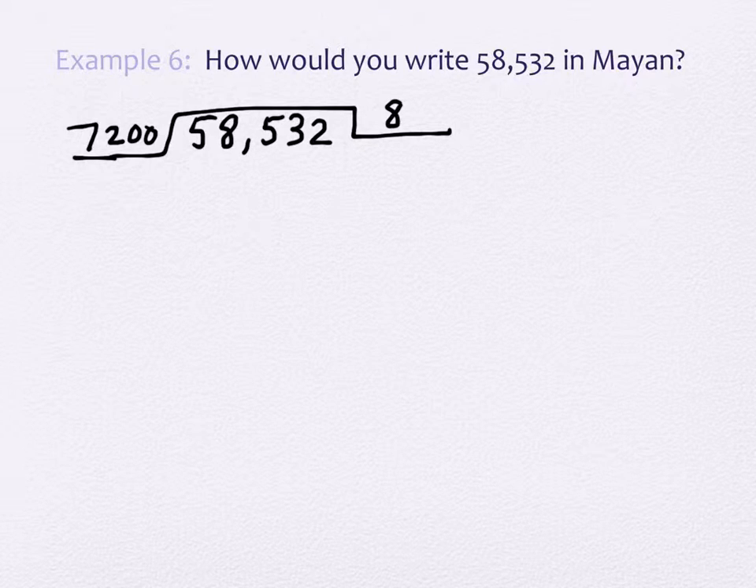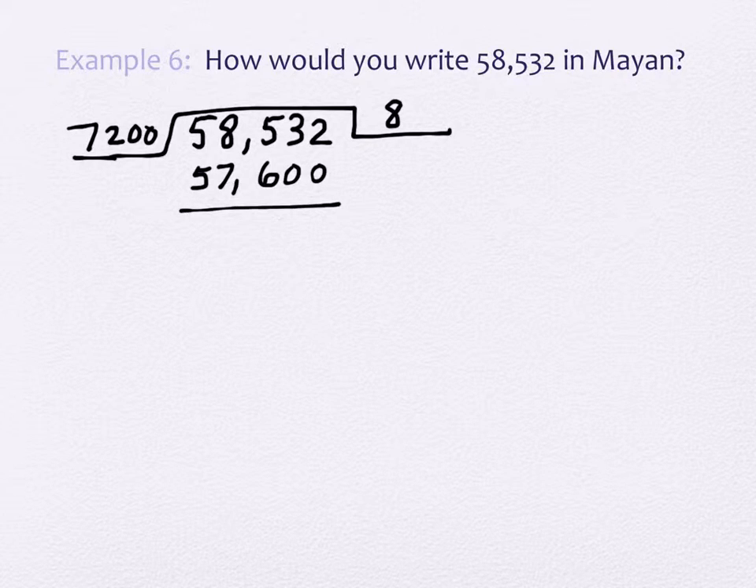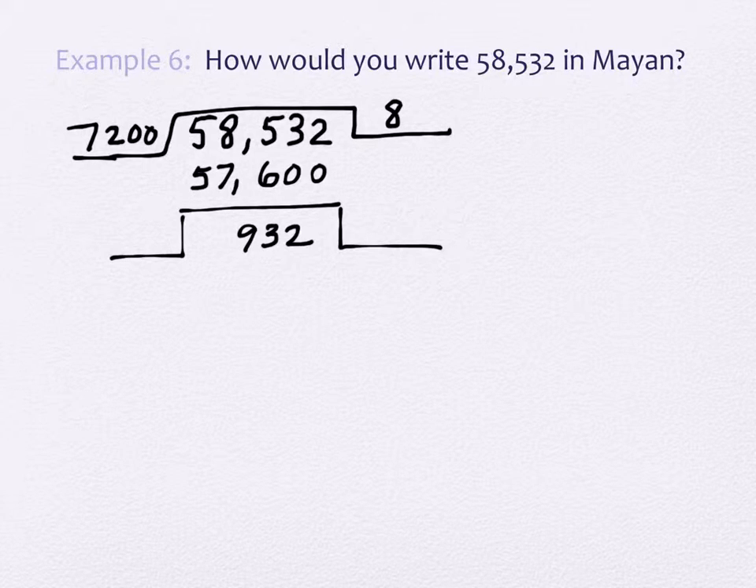8. And then you're going to multiply 8 times 7,200 to give you what? 57,600. Fabulous. And then we subtract. So when we subtract these, what do we get? 932. Does that look okay? We can't skip any values, so what's the next value underneath 7,200? 360.